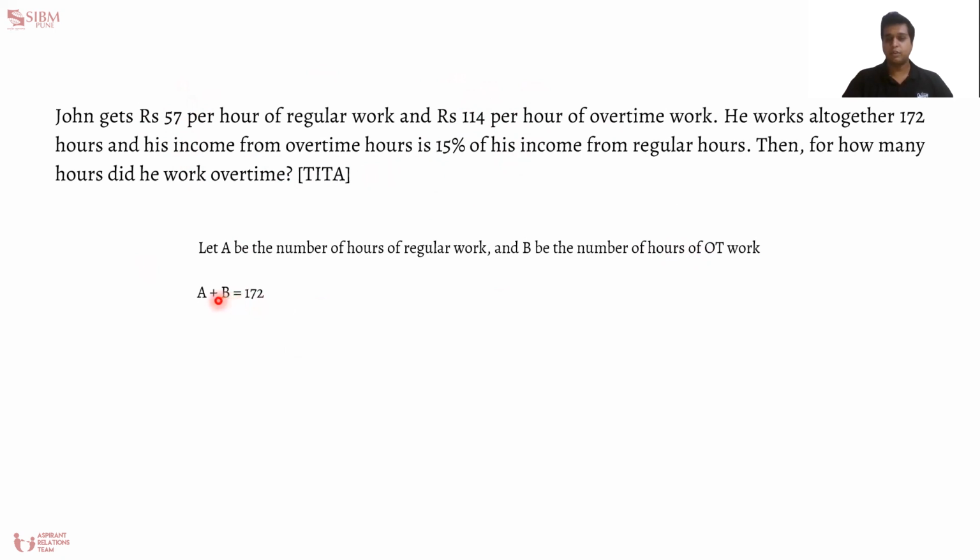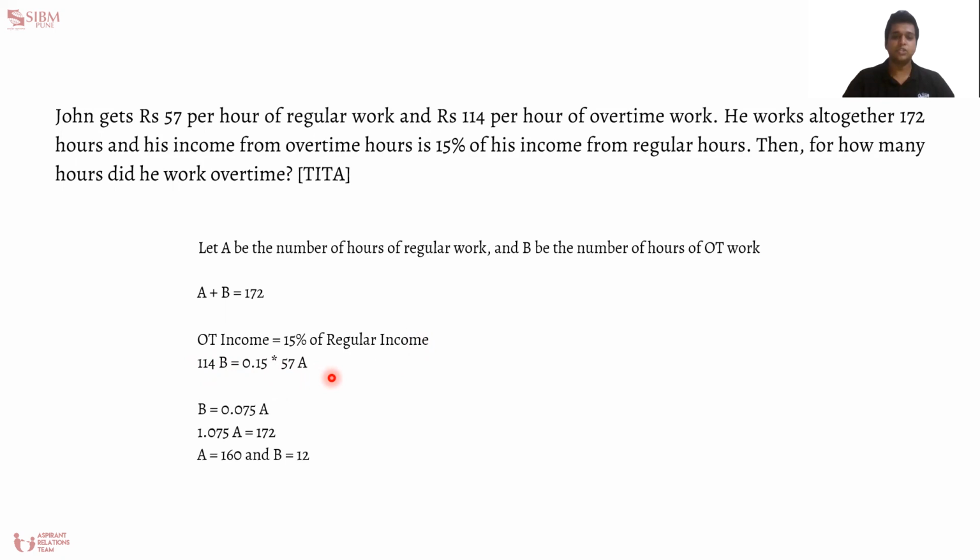We know that both the times together add up to 172 hours, the regular and overtime hours. And we also know that overtime income is 15% of regular income. So what is overtime income? Per hour rate times the number of hours. So 114 times B equals 15% of 57 times A. Simply solving this equation, we will get that B is equal to 0.075A, and when we substitute it in this equation and solve for B, we get B as 12 and A as 160.